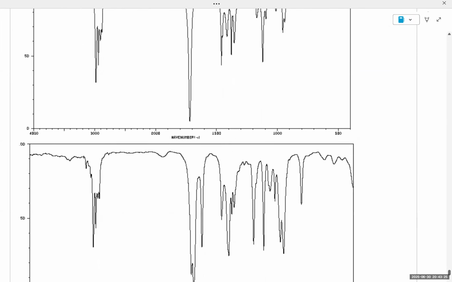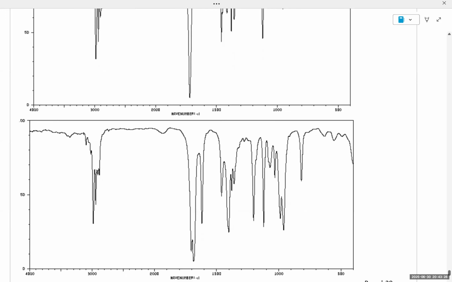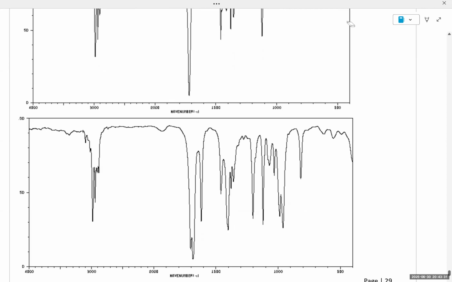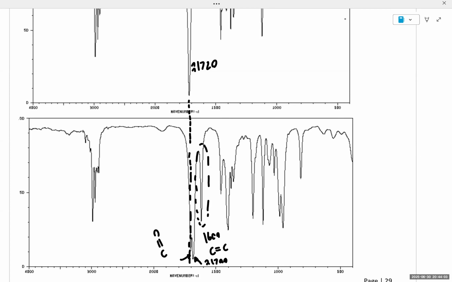So first and foremost, if we compare these two spectra, the one thing that immediately stands out to me is that in this bottom spectra, we have a peak around 1600, which corresponds to a CC stretch, and then we have our CO stretch. As we can see, if this peak is around 1730, or around 1720, this peak is closer to 1700 inverse centimeters for the CO stretch.